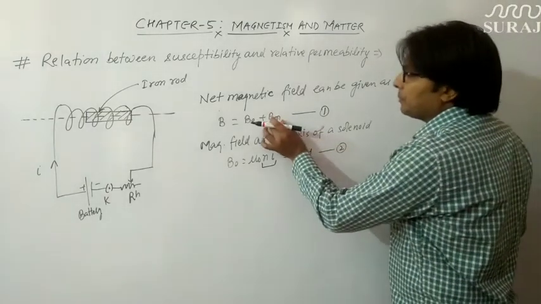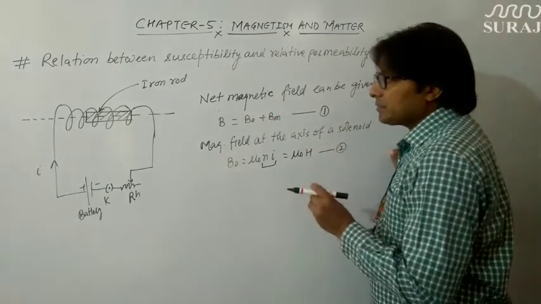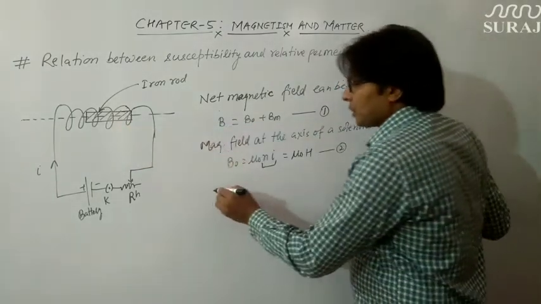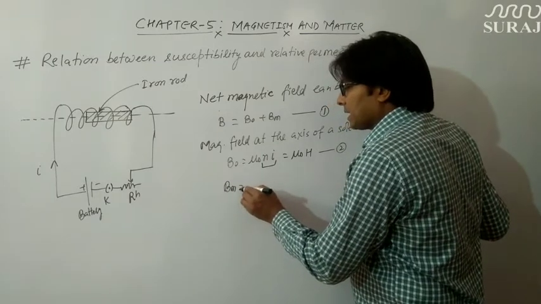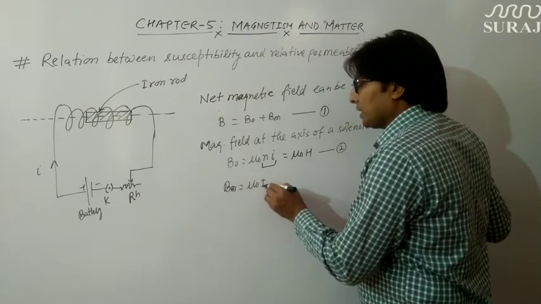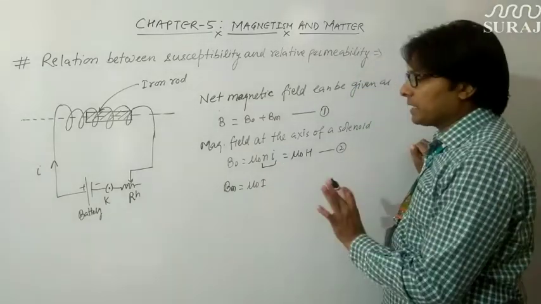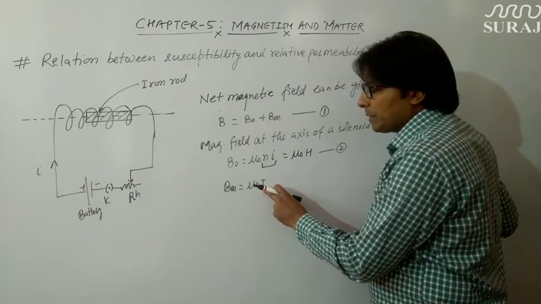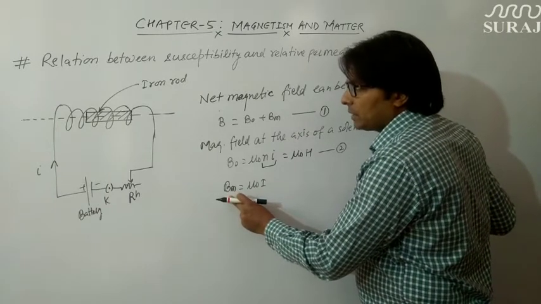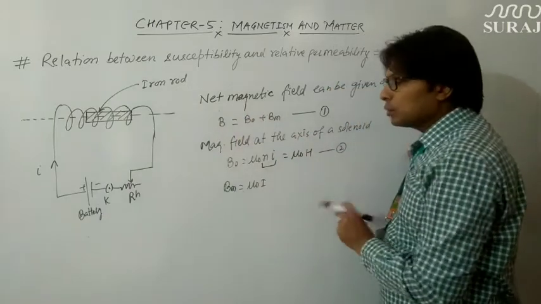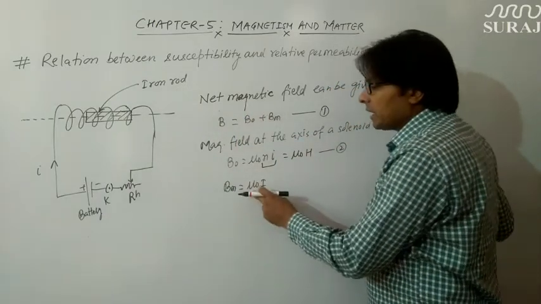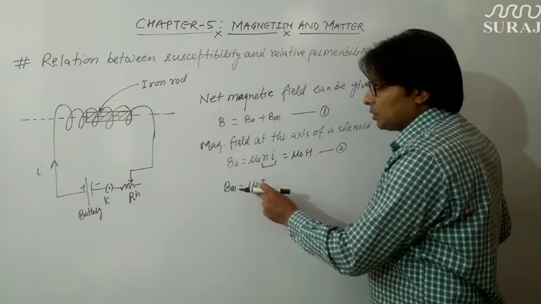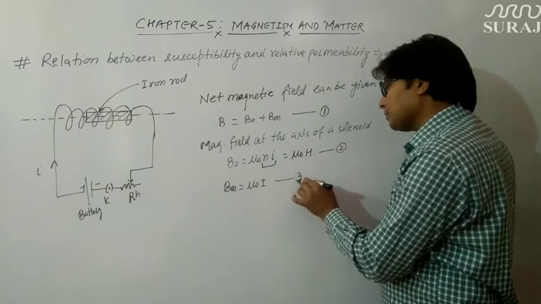Now this Bm is the magnetic field due to the magnetization of this iron rod. Bm can be written as mu 0 into I, where capital I is the intensity of magnetization, because we know that the more the intensity of magnetization, the more the magnetic field developed in the iron rod. So we can say Bm is directly proportional to I, and if I put the proportionality constant as mu 0, then Bm is equal to mu 0 I. So this is, suppose, equation third.